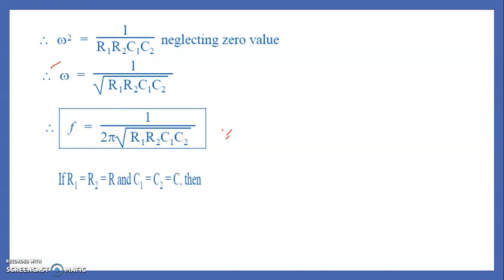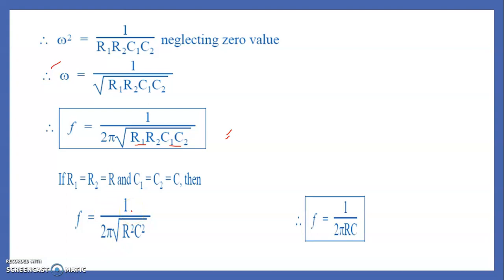C2. If we assume identical values for R1, R2 and C1, C2, what happens? We will get R square C square. The square root of R square C square can be written as RC itself. Therefore, the frequency of oscillation can be written as 1 by 2 pi RC, provided that R1 equals R2 equals R and C1 equals C2 equals C. If this condition is not there, we have to go with the earlier expression. This is the frequency of oscillation.